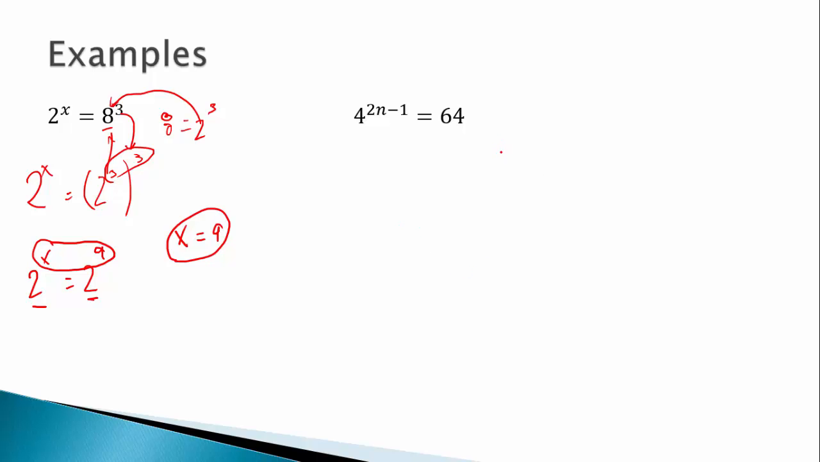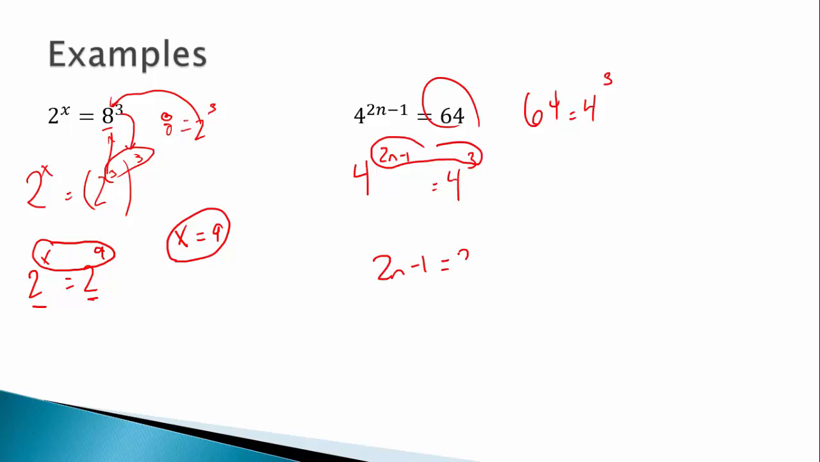All right, let's look at the next one. 4 to the 2n minus 1 equals 64. Now again, I don't have like bases yet, but this is rigged. 64 is the same thing as 4 cubed. So why don't I rewrite 64 like that? And hey, I can now set 2n minus 1 equal to 3, because both sides of my equation are using base 4. And I can solve for n the same way we've been solving equations for a long time now.